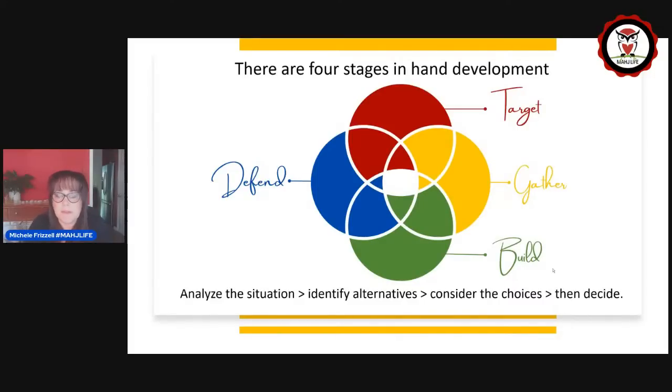So this is sort of the decision-making path during every game of the Charleston. First, you have the stages where you target, gather, build, defend. And along the way, with these decision points, you're going to analyze the situation at the time with the information that you have at hand, which would be trends in the Charleston or discards and exposures during the game. Identify your alternatives. Consider the choices that you may have, because American Mahjong is very flexible. And then you're going to make a decision and move on. Try not to do the coulda, shoulda, woulda.